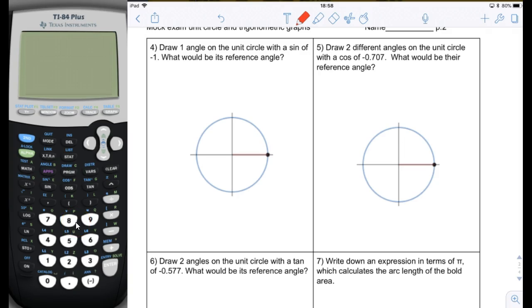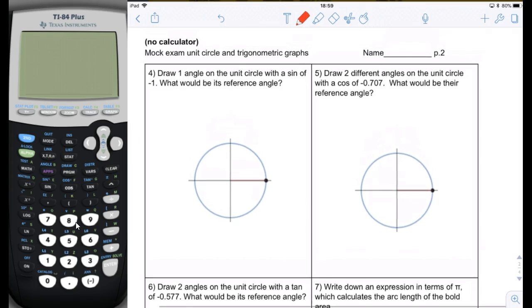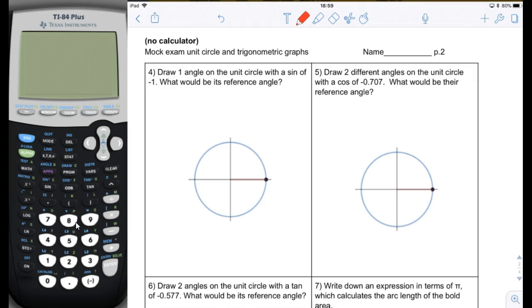Okay, let's look at page 2 of the mock exam for unit circle core. First we're going to do number 4. On this one it says to draw one angle on the unit circle with a sine of -1. What would be its reference angle?